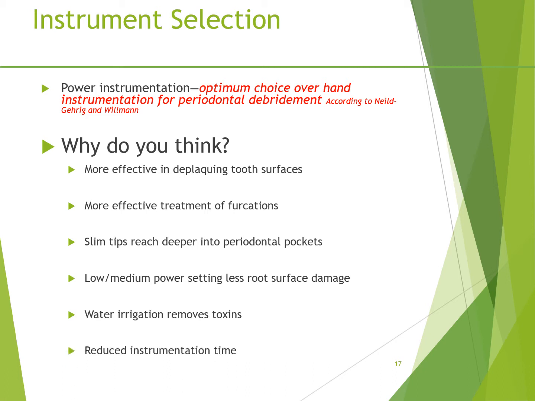The way the tips are built, they're really slim and narrow and they get really well into the pockets. We have low, medium, and high power settings. It helps reduce damage to root surfaces. Sometimes when you're hand scaling, you can really dig in there and gouge your root surface. You have to be careful. Also, a benefit of the power instrument is that it gives water irrigation. You're removing toxins, and it's lysing bacterial cell walls just from that movement.